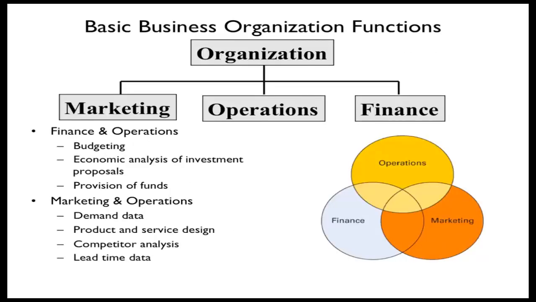So there's 3 basic functions of any organization, and that is marketing, operations, and finance. Marketing is the part that identifies customers, brings customers in. Operations is the part that actually makes something or does something, and finance is collecting the money, managing the money, all of those. Now there's overlap between these 3 areas.